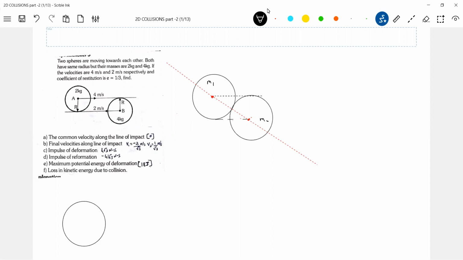So now this should be theta, and the radius is r. So this distance is r. Then from the triangle C1, C2, sine theta should be r by 2r. So theta is 30 degrees. So here I'll resolve the velocities, one along the line of impact, one perpendicular to the line of impact. If this is theta, this should be theta.